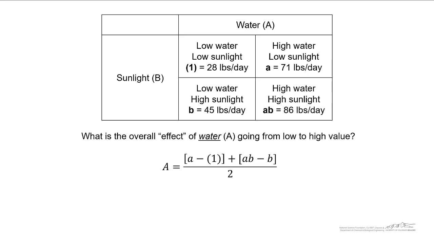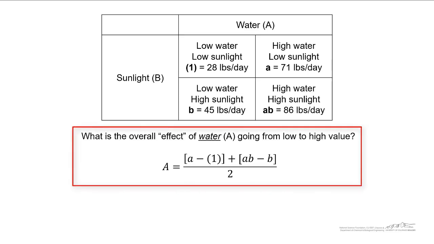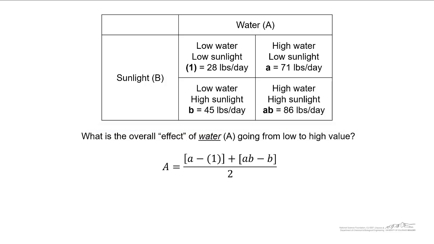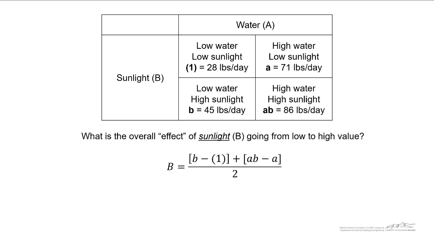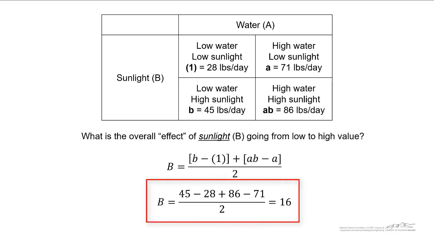And we want to know what's the overall effect of water, that's factor A, going from the low to the high value. So that's just known as the effect of A. We can substitute into this formula. So we just substitute our responses, our experimental data, and we end up with the average effect of A is 42. For B, we can do the same thing. We can calculate the effect of B. We can just substitute our responses in, and we end up with the overall effect of B is 16.